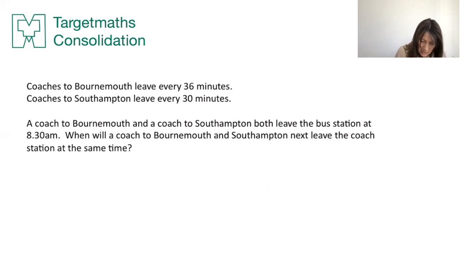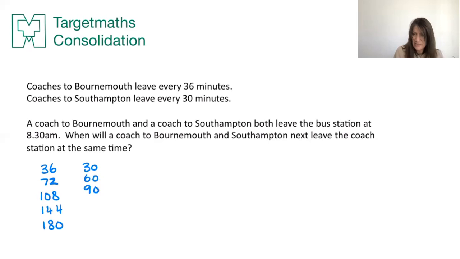So we've got 36, double it, 72, add on another 36, I get 108. Next is 144. Next is 180. And the other one's going up in 30s. And I can already sense that 180 is probably going to be my key number, because obviously my 30s are going to go up with zeros on the end. So I need a number with a 0 on the end. So I keep going, and eventually I will hit that 180. So that's 180 minutes, which is the same as 3 hours.